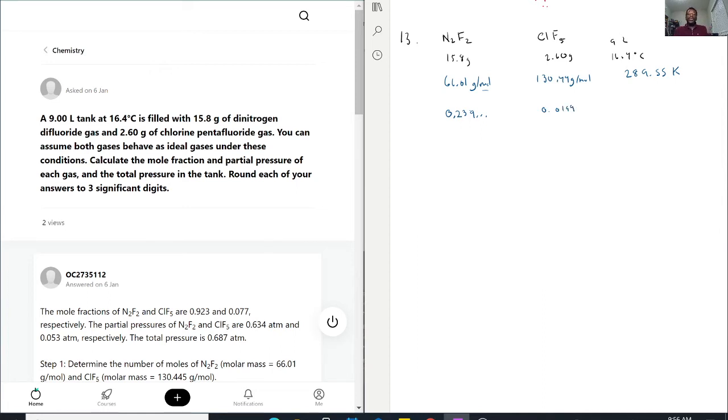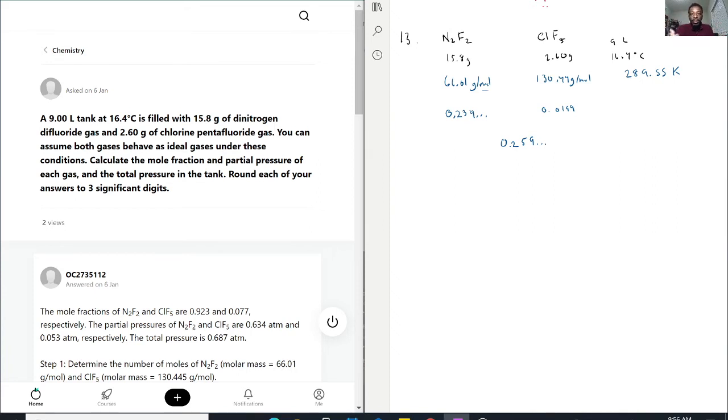So the way you calculate molar fraction and partial pressure of each gas is that you want to have the moles of that gas over the total moles. So we're going to add these two together, the 0.239, etc., and the 0.199, etc., and we get a total of 0.259, etc. And now we want to divide.